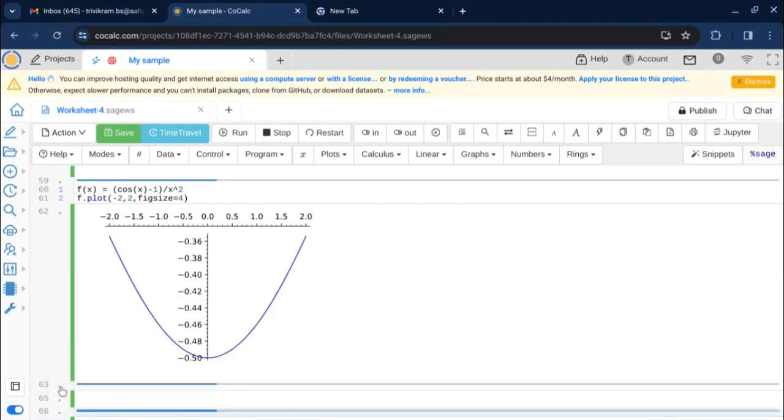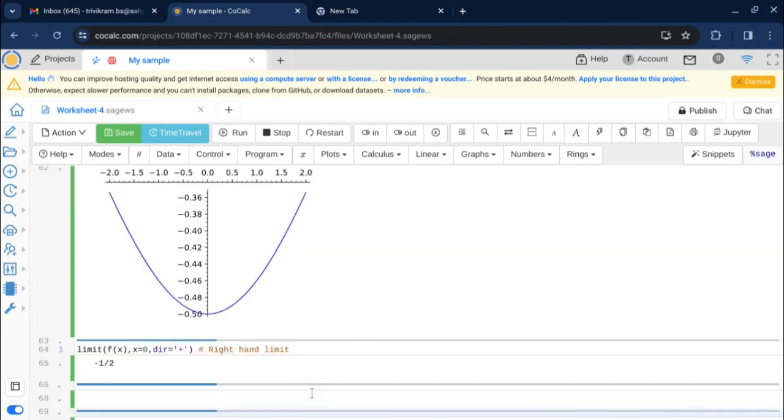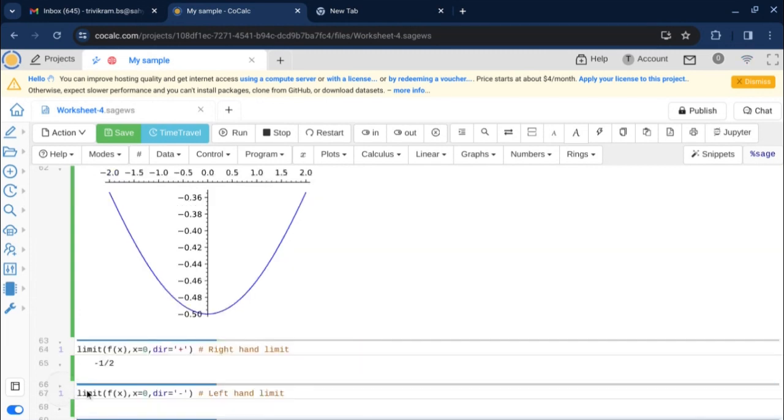Now I am going to evaluate the right limit. So this is the command for the right limit, dir is equal to plus. Now I am going to find the left limit.